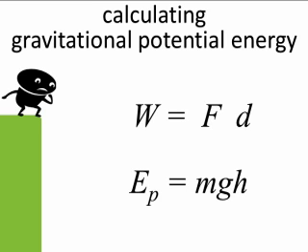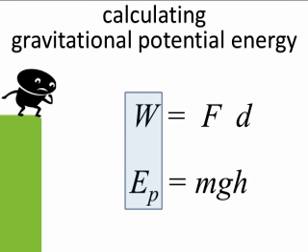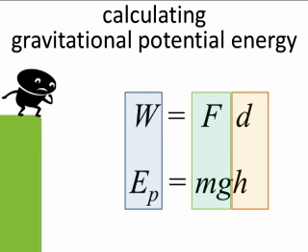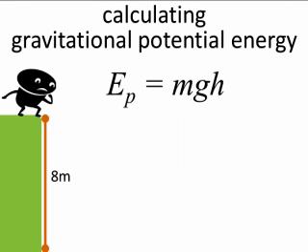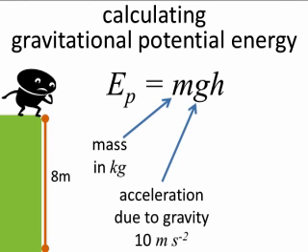To calculate gravitational potential energy, we can go back to the work equals force times distance equation. We use the symbol E with a subscript P for gravitational potential energy, so we'll replace the W with that. Force, that's the weight of the object, so that's m times g, and the distance this time is the height. So we end up with that equation: E_P equals mgh. So we'll take the mass in kilograms, multiply by the acceleration due to gravity, which is 10 meters per second squared, and multiply by the height in meters.